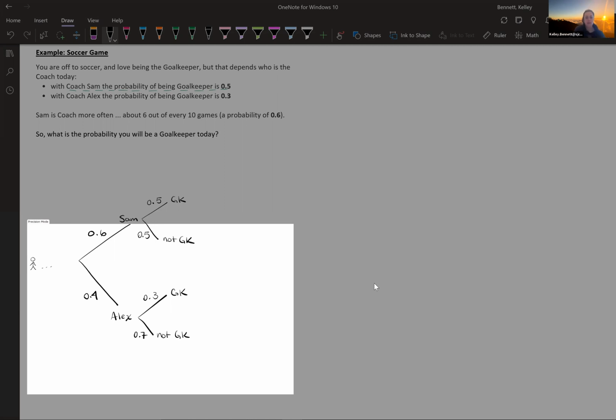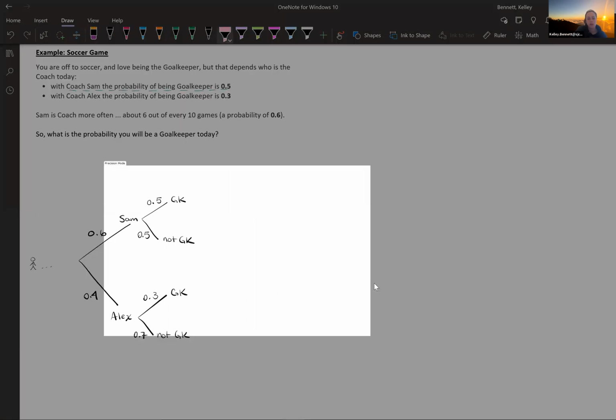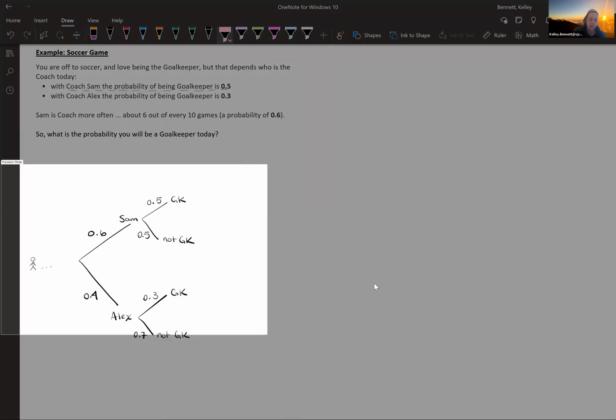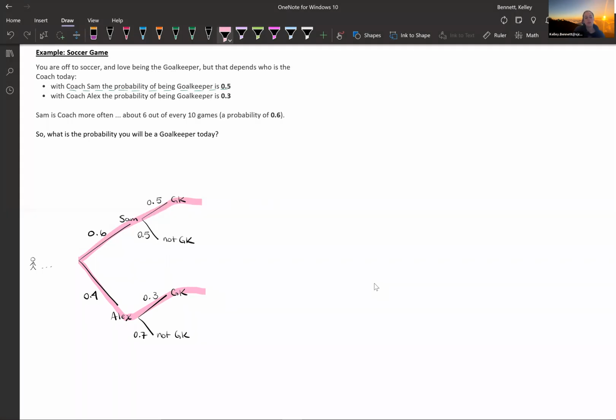All right, so how does this help us answer the question? It's asking what's the probability that I'm going to be goalkeeper today? So all I want to do is see what are all the ways that I can be goalkeeper. There's two. It can be the case that Sam is the coach and he assigns me to goalkeeper, or it could be the case that Alex is the coach. I just realized these are gender neutral names, and they can assign me to goalkeeper. So how do I figure out what these probabilities are?